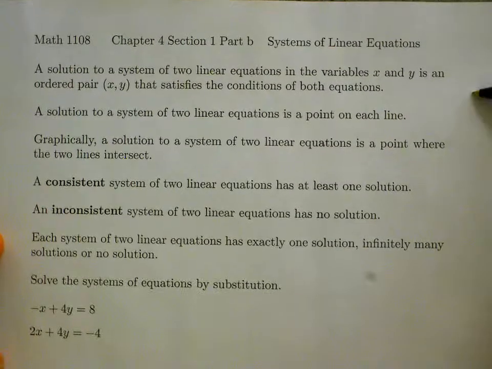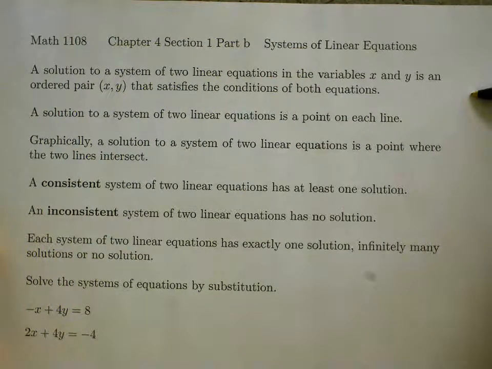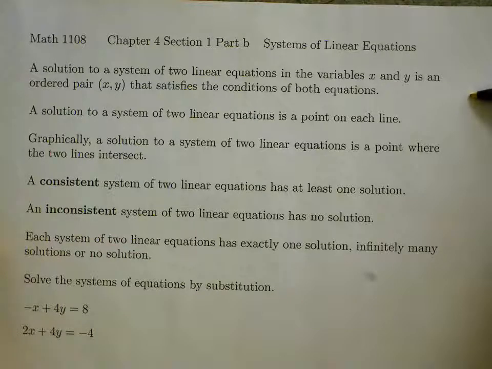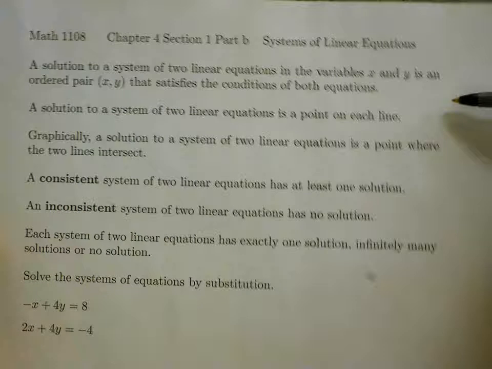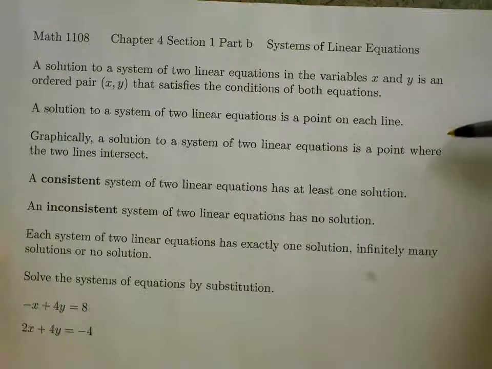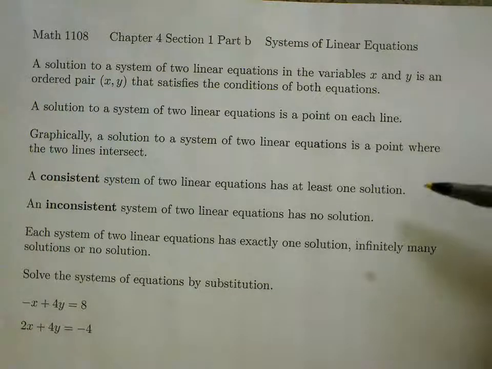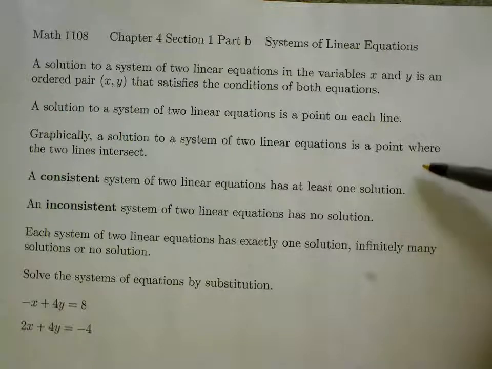A solution to a system of 2 linear equations in the variables x and y is an ordered pair (x, y) that satisfies the conditions of both equations. Another way to say the same thing is a solution is a point on each line. Graphically, a solution to a system of 2 linear equations is a point where the 2 lines intersect.